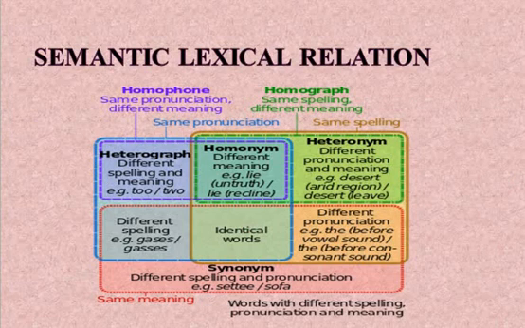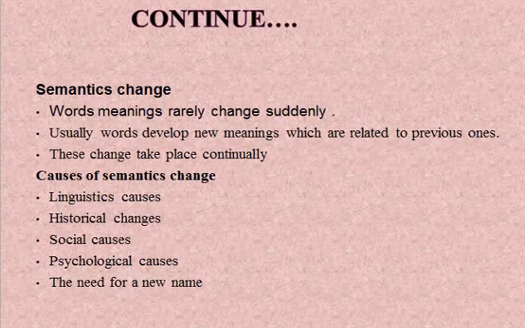Semantic lexical relations. These are homophones and homographs. Homophones basically relate to different spelling and meaning, and homographs to different pronunciation and meaning, different words, different meaning. All these examples are given over here. Synonyms are identical words as well.